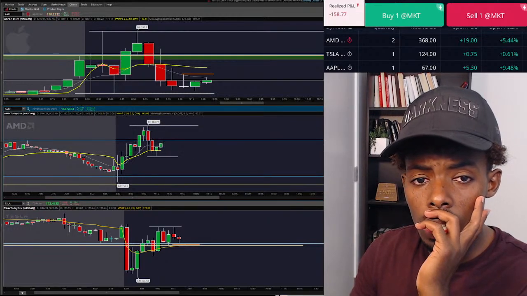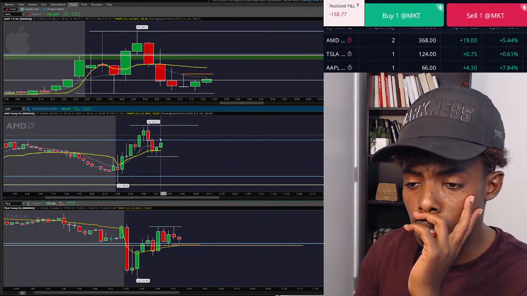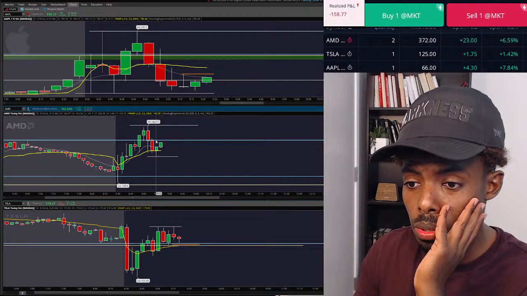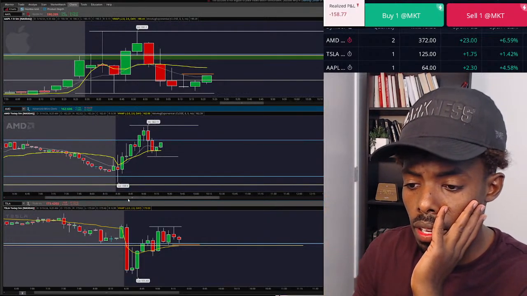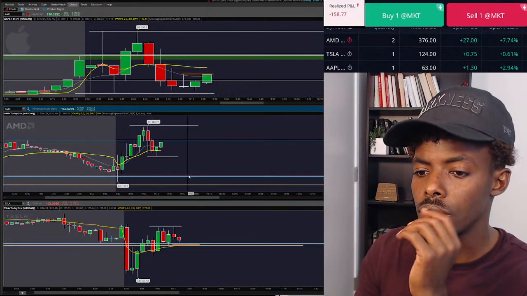AMD is looking good. It's already giving us a 5% here with AMD. Nothing too special. I do want to see a break outside of here, after coming back to its structure, right? The blue line, that's the pre-market high. And the other blue line is the pre-market low.